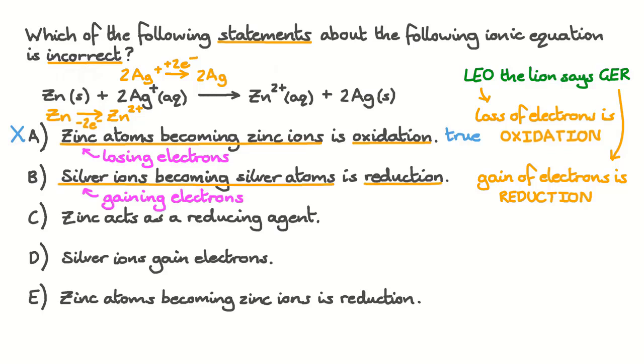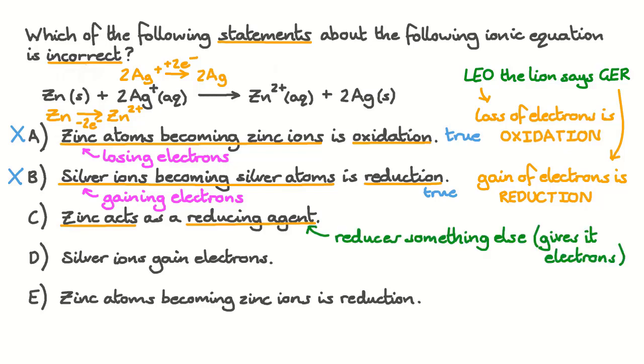Next, we have silver ions becoming silver atoms is reduction. We can see from our equation that the silver ions are gaining electrons, forming silver atoms. Therefore, this is reduction, and this statement is true, and therefore not our answer. The third statement requires a little bit more insight than we've got thus far. Zinc acts as a reducing agent. What's a reducing agent? A reducing agent reduces something else by giving it electrons. We can see from the equation that each zinc atom is giving up 2 electrons, 1 each to 2 silver ions. Since it's giving up electrons, it's acting as a reducing agent. So this statement is also true.